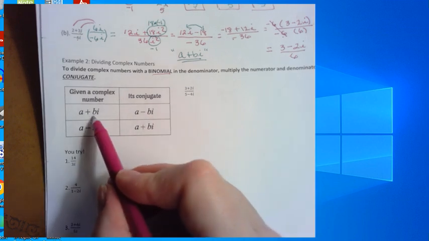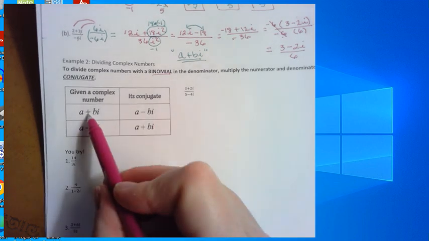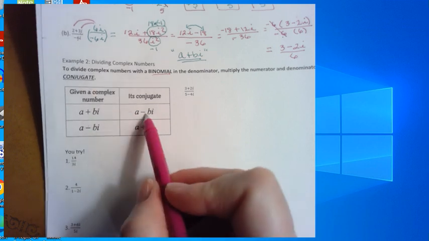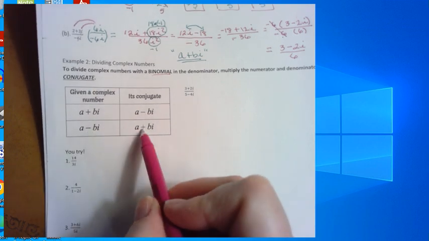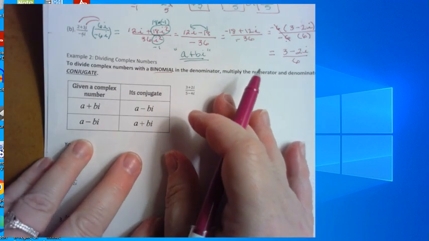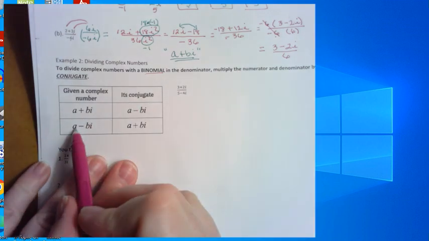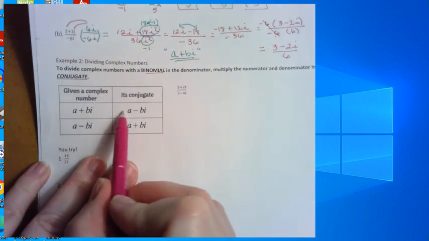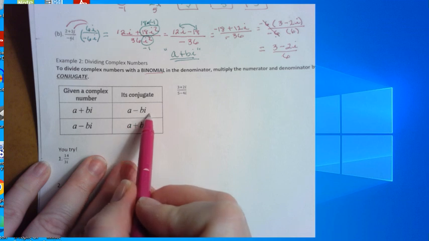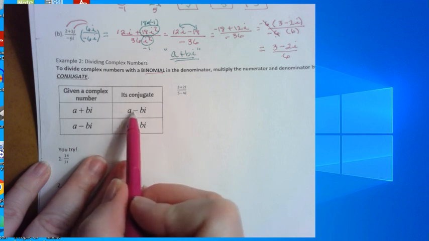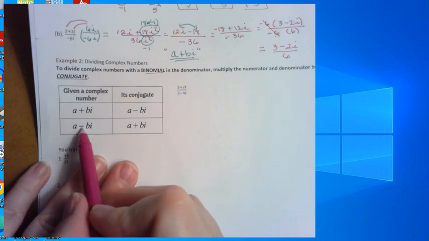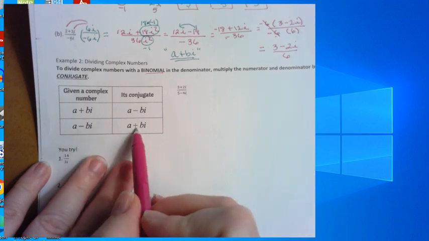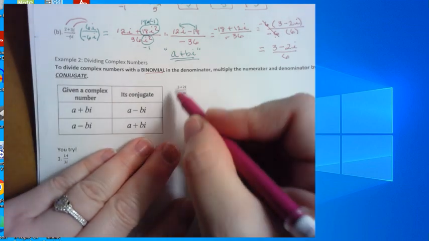The conjugate means to change the back half, and it simply takes it from being an addition statement to a subtraction statement. Be careful that you don't think it means to negate the whole thing, because if I negated all of this, it would be negative a minus bi. That's not what it did. It's a minus bi, and then a minus bi's conjugate is a plus bi. So here's an example.